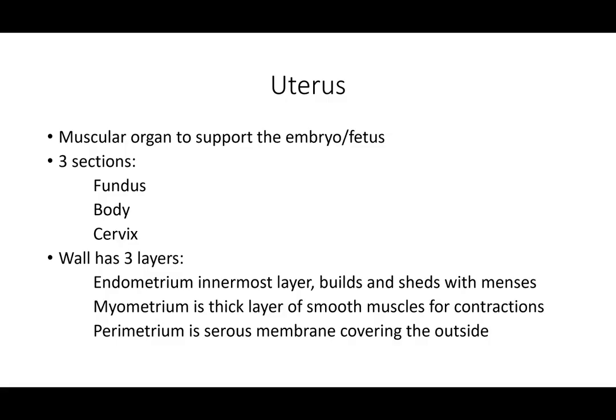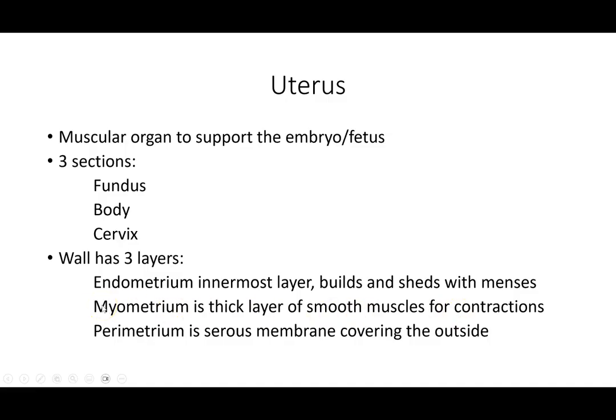The uterus itself is a muscular organ, roughly about the size of a fist when it is not growing a fetus or embryo. Its job is to support the growth of that embryo or fetus in cases of pregnancy. Again, we've got the fundus, body, and cervix. It has 3 layers to the wall. The most internal, so inside, is the endometrium. This is going to build up in preparation for ovulation and implantation of a fertilized egg, and will be shed with the menses if pregnancy does not occur.